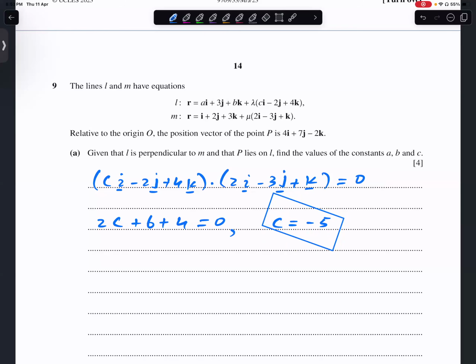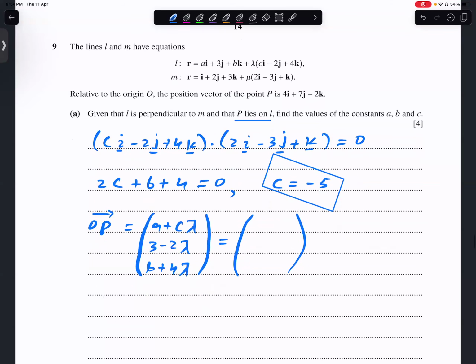Then, P lies on L. What does this mean? This means that if you write the position vector of P using line L, this position vector will be a plus c lambda, then 3 minus 2 lambda, then b plus 4 lambda. But as you know, the position vector of P is already given, 4, 7, minus 2. So if you equate the y, 3 minus 2 lambda is equal to 7.